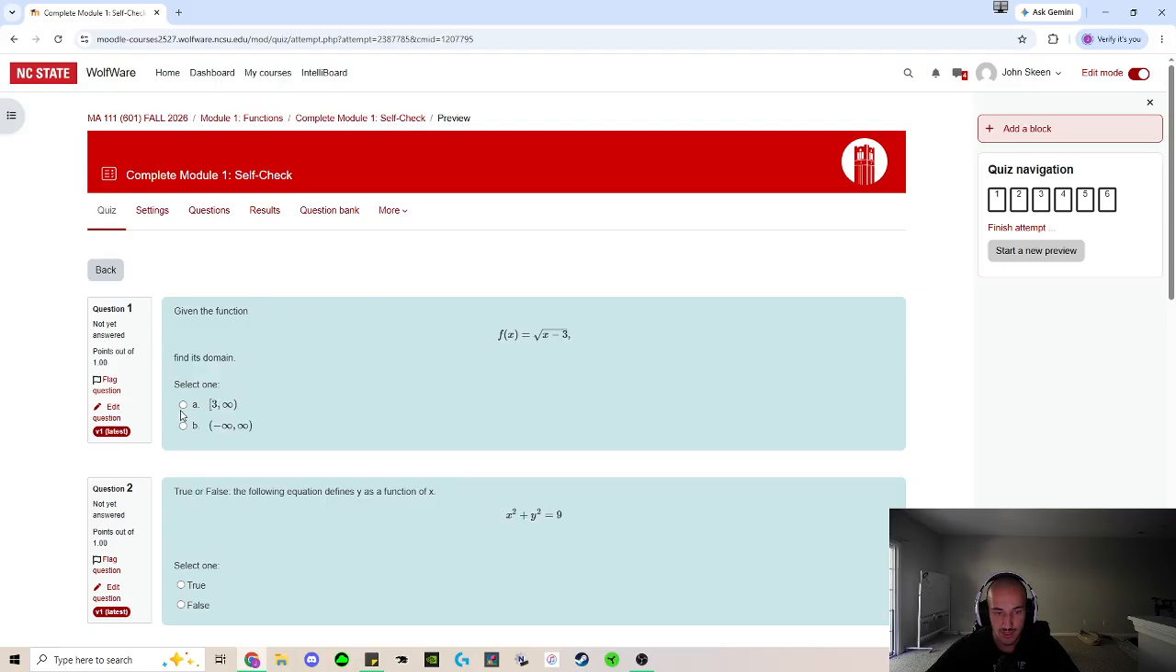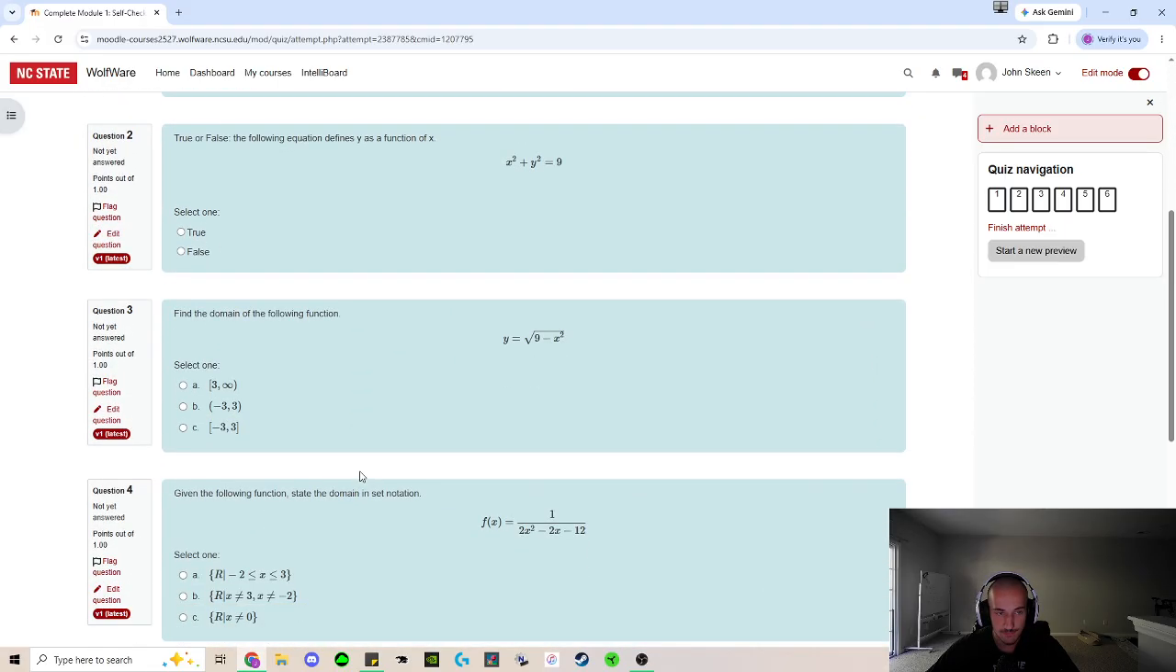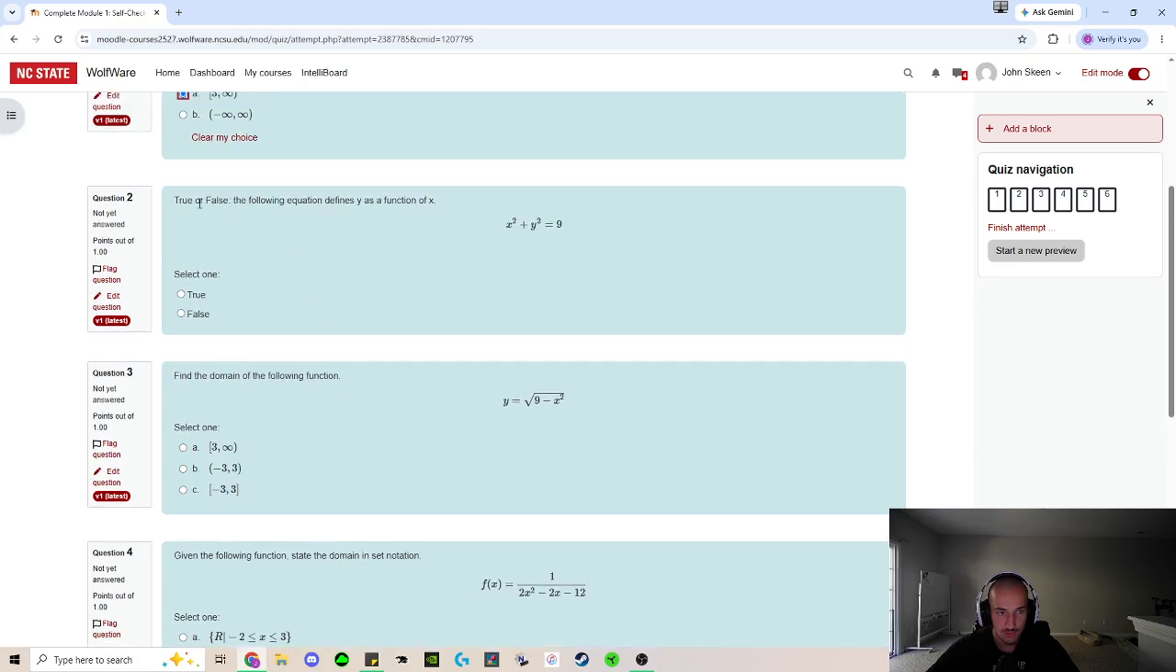So let's say square root of x minus 3. We know that square roots can't be negative, so this is just going to be this one. This one is an equation, saying that the following is an equation of y as a function of x. Well, we know that this makes a circle, and a circle doesn't pass the vertical line test. But we also know, if we solve for this, we'd have y equals plus or minus the square root of 9 minus x squared.